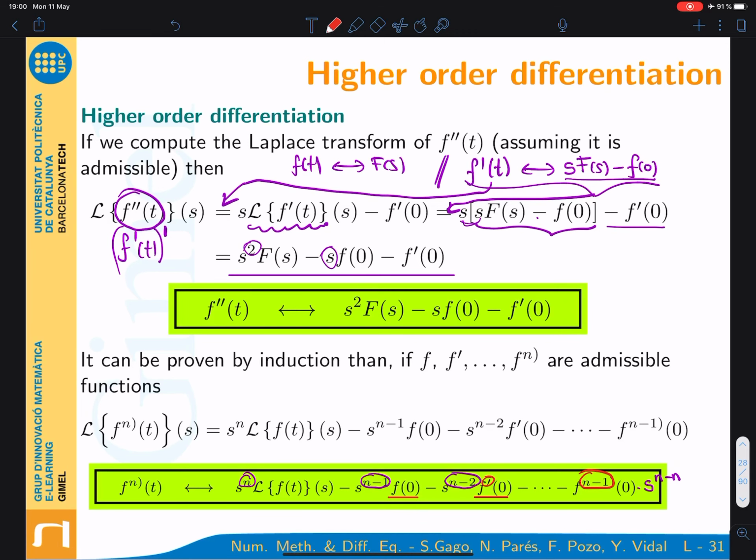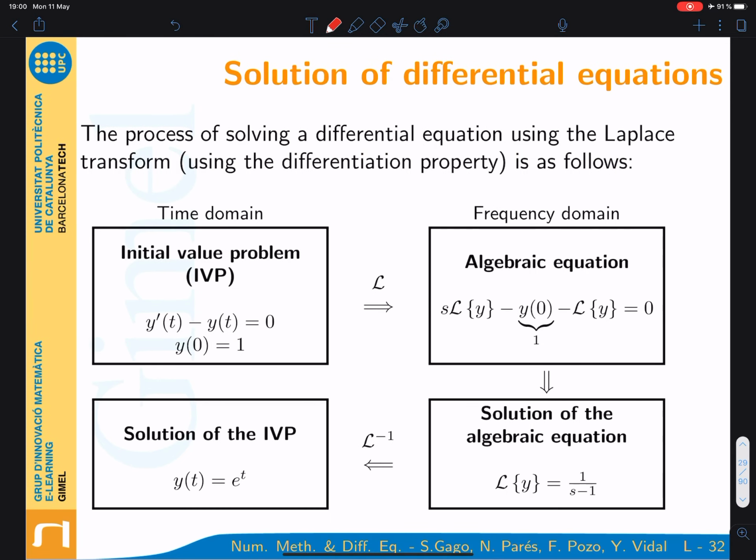So this is the definition, and we will see this is very, very handy. This property is very important to solve initial value problems. Now remember, what's an initial value problem? An initial value problem is a differential equation plus an initial condition. Here I'm trying to do it for a very simple problem.